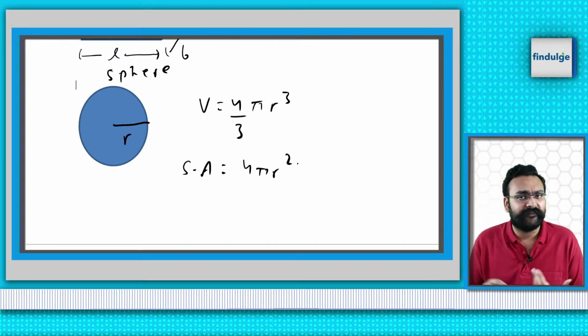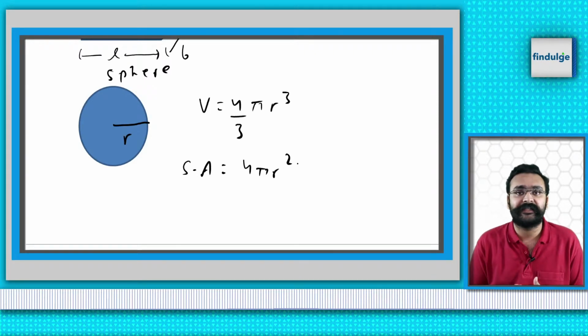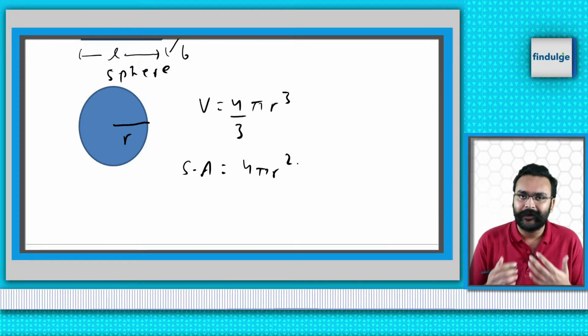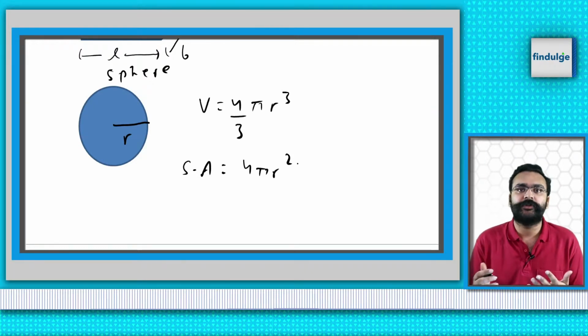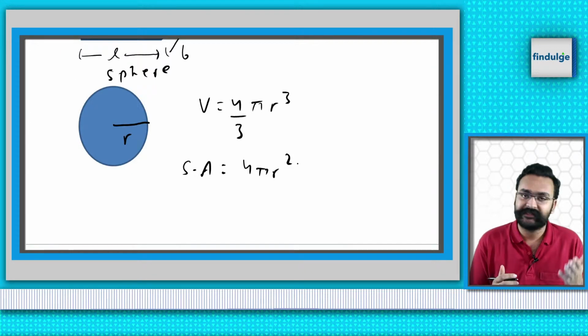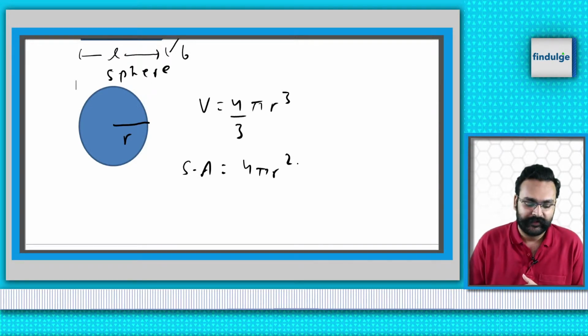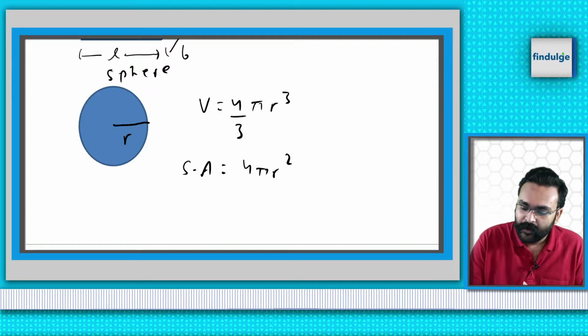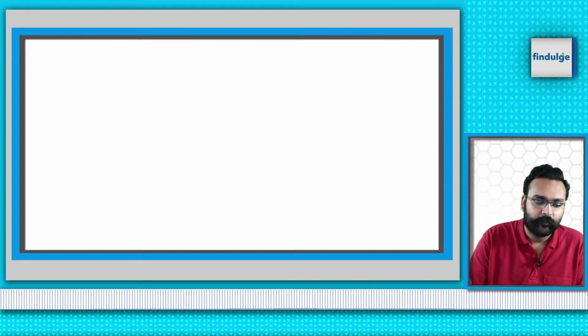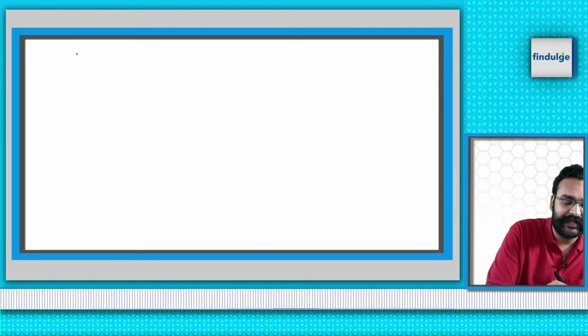Now, there are derivations for these formulas, but they are very high level concepts, things that you don't even learn in class 11 and 12, things you learn in college if you take maths. So we're not going to be doing any of that. You just need to remember that a sphere has a radius, the volume is 4 by 3 pi r cubed, the surface area is 4 pi r square. Now, after the sphere, we have the cylinder.